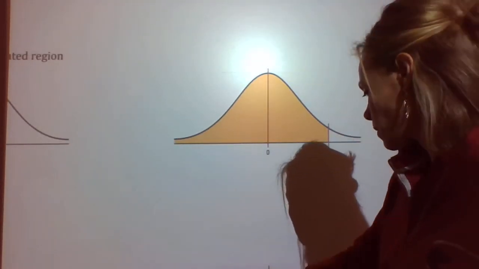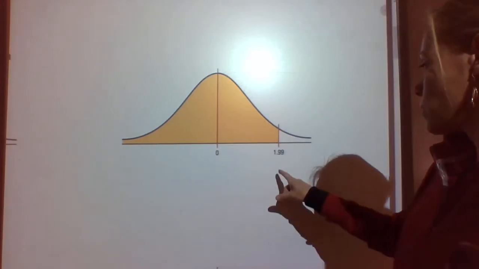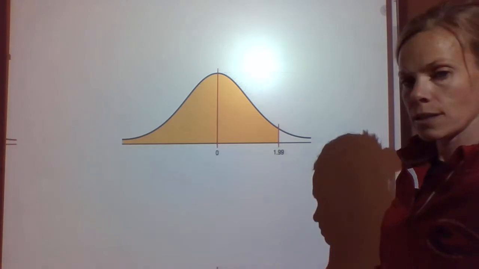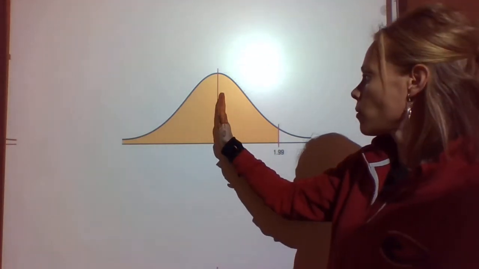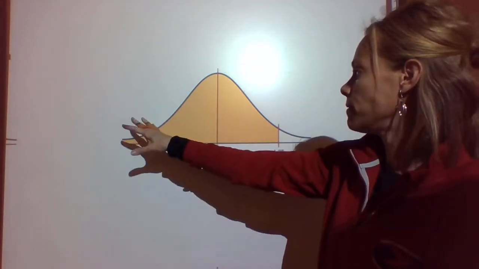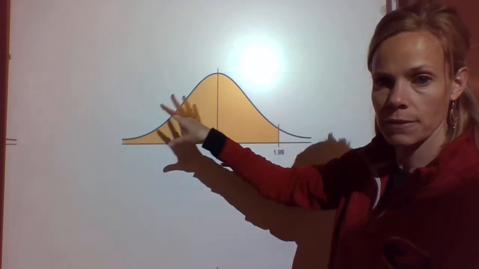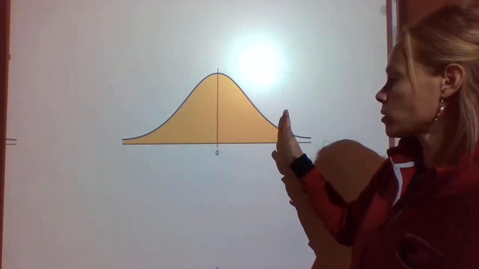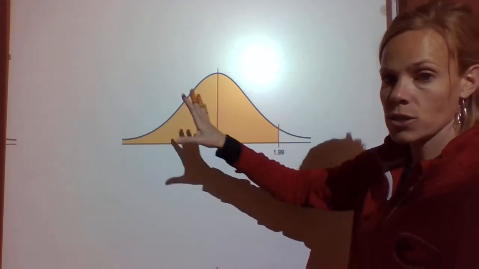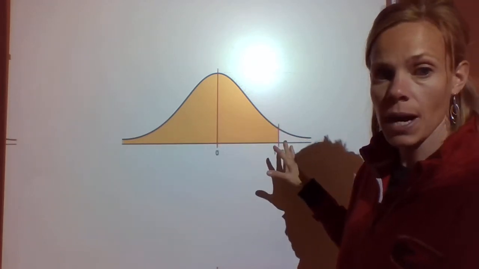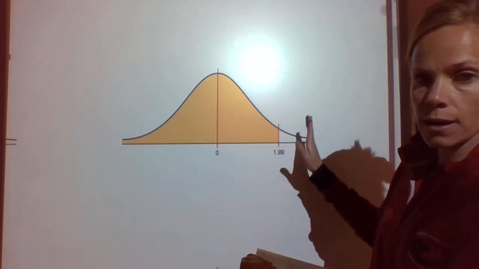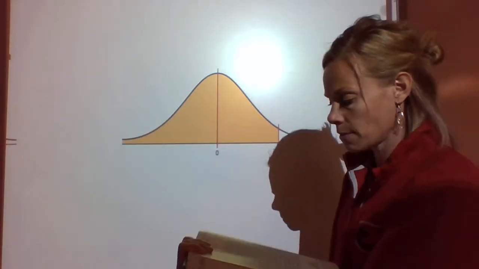Okay, so this one is 1.99. Now, just looking at the picture, this is going to be a high percent, because I know the middle, 0, that's 50 and 50. It separates it into 50-50. So I know this is 50, and then I'm doing almost 50% more. So I should, just by looking at it, know this is going to be a high percent. So I'm looking up 1.99, because it's area to the left of that.